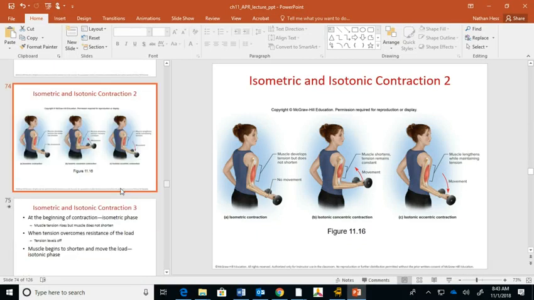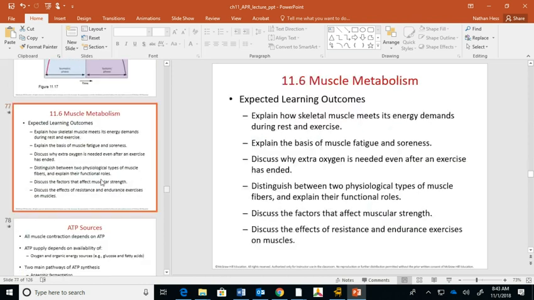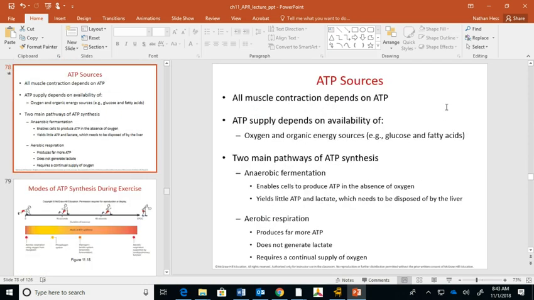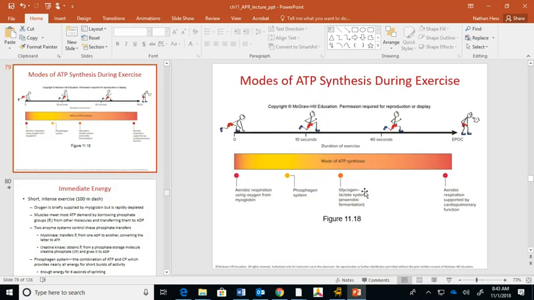Okay, moving into muscle metabolism. All muscle contraction depends on ATP. You must have ATP for muscles to contract. And your textbook does a nice job of breaking it into short-term, immediate, and long-term sources of this ATP. This little diagram, figure 11.18, I think does a nice job. They draw stick figures much better than I do, showing the different ways that we get this ATP.